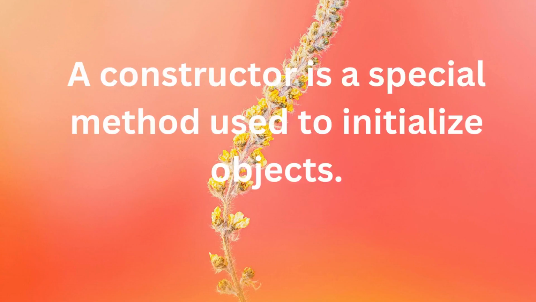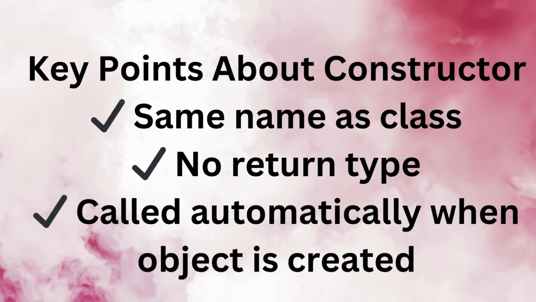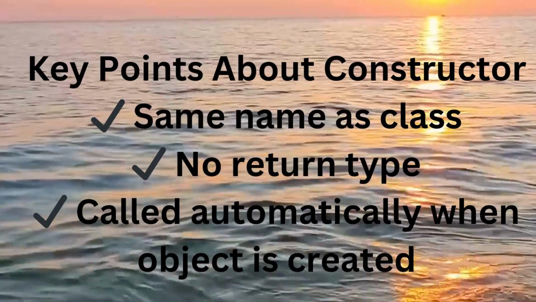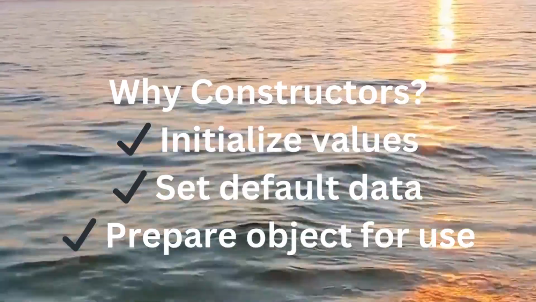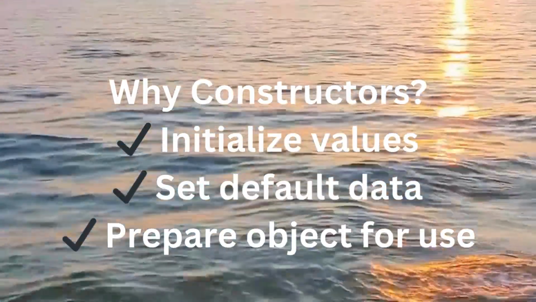A constructor is a special method in Java that is used to initialize objects. Whenever we create an object of a class, the constructor is called automatically. The name of the constructor must always be the same as the class name, and unlike normal methods, constructors do not have any return type, not even void. Constructors are mainly used to initialize values, set default data, and prepare an object for use.